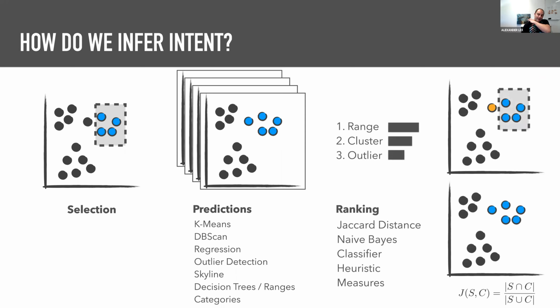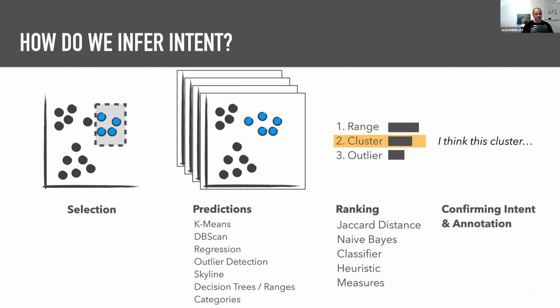We do this by using a ranking approach, and in this ranking approach we use different measures. Most importantly, a Jaccard distance between my selection and the patterns in the predictions. If I have selected a cluster like this here, I would have a very high Jaccard score for the 5 elements that are in the cluster. So our system would very likely give you a high ranking for a cluster. Then a user would come in and say, yeah, I really wanted to select this cluster.